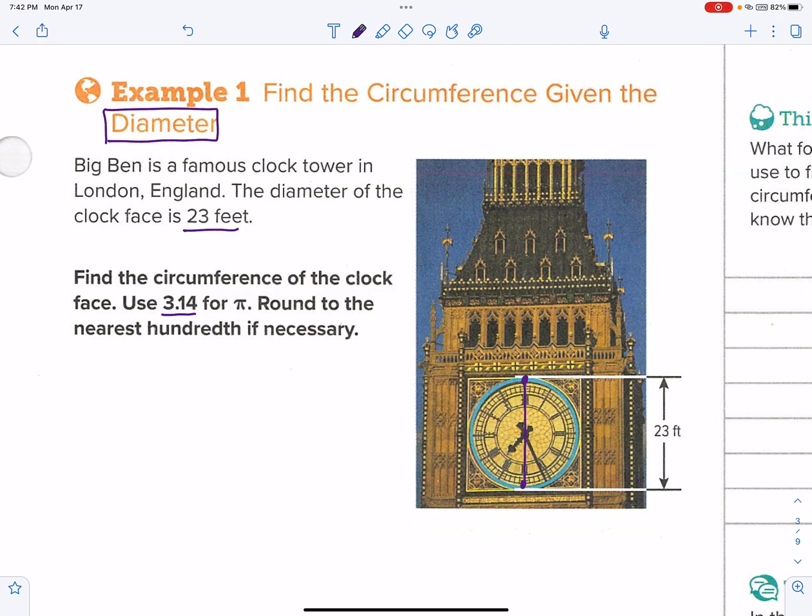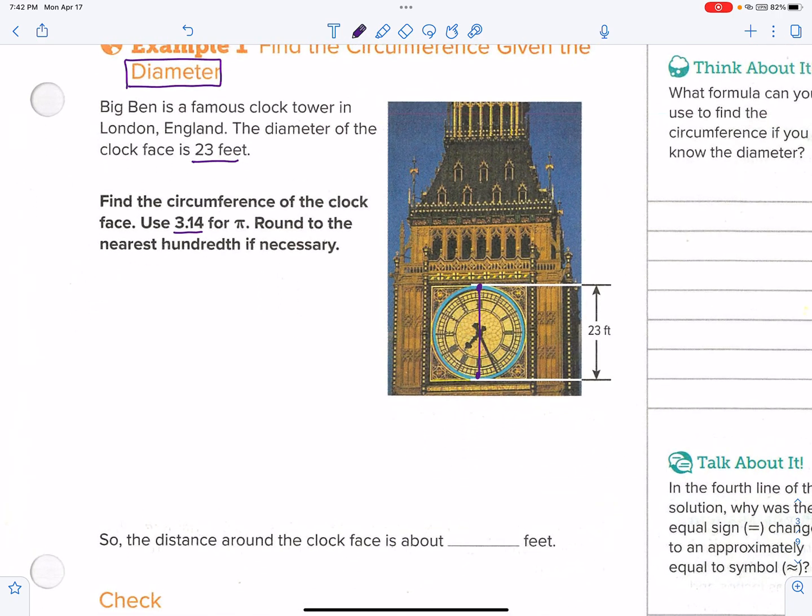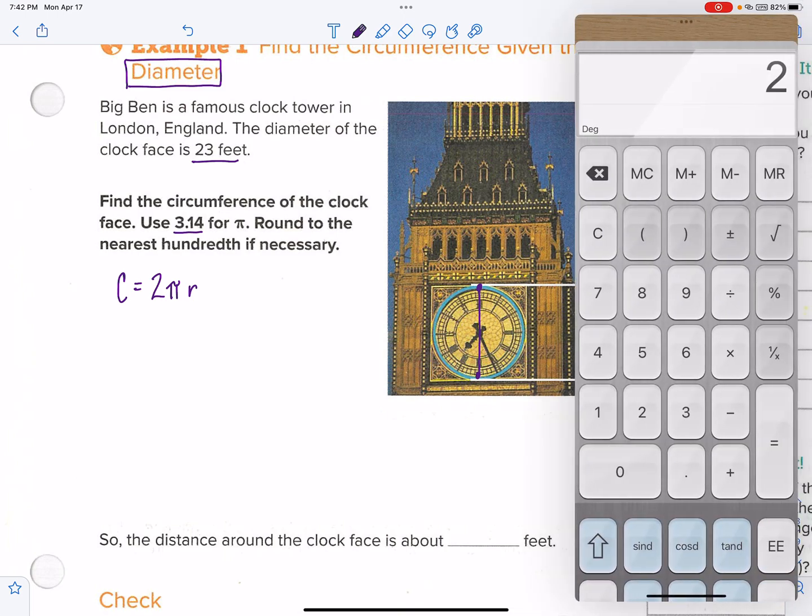Just use 3.14, especially at this level of the math that you're in your journey. All the time you are going to write the formula first. So circumference equals 2 pi r. Now, you can use this formula and plug in r, but realize the radius is half of that diameter. So 23 divided by 2 is 11.5. So underneath, you're going to substitute and say 2 times 3.14 times the radius, which is 11.5.